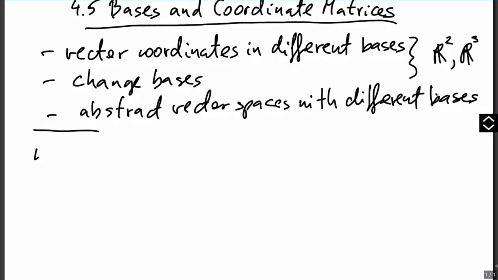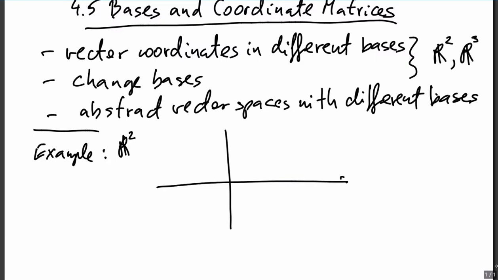So as an introductory example, let's look at the two-dimensional Euclidean coordinate system. We have x and y coordinates. Usually we use the standard unit vectors. There is the E1 vector, which is the 1, 0 vector. So 1 in the x direction, 0 in the y direction. And then we have E2, which is the 0, 1 vector.